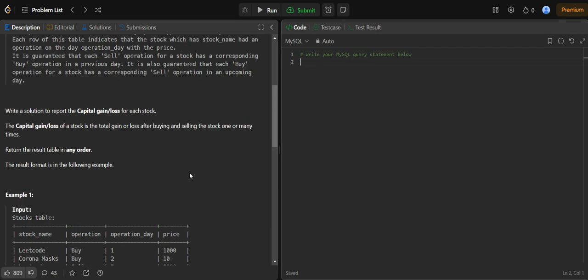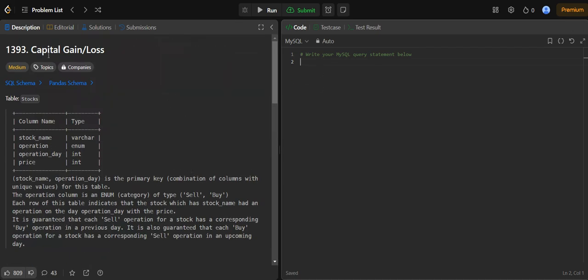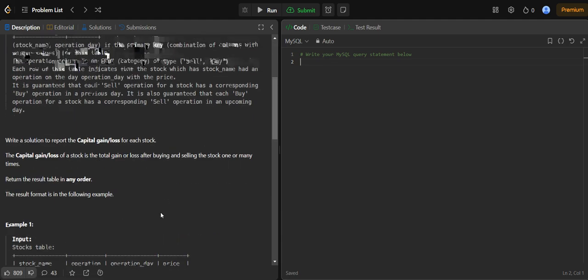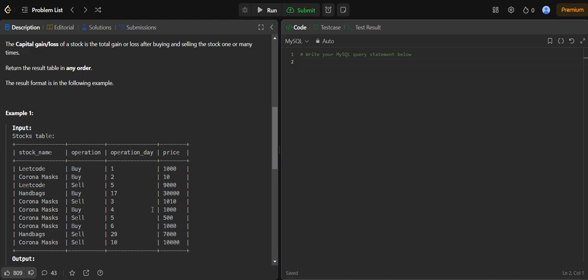So if you want to try this problem at LeetCode, you can do this. Go to LeetCode and solve this problem. Then come back here, and I will be writing the code here. So how will I write this? Select. I will write the stock name first. I need the stock name.